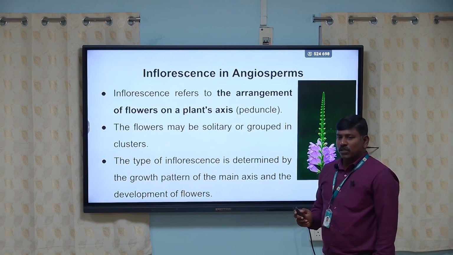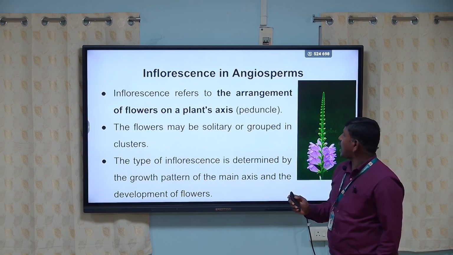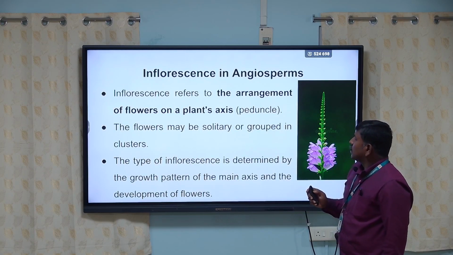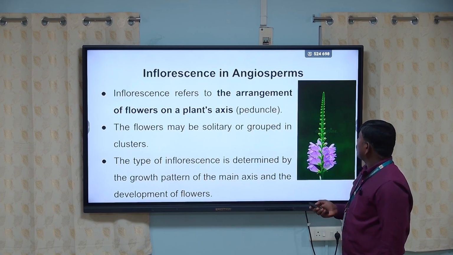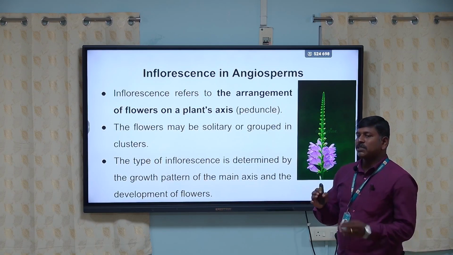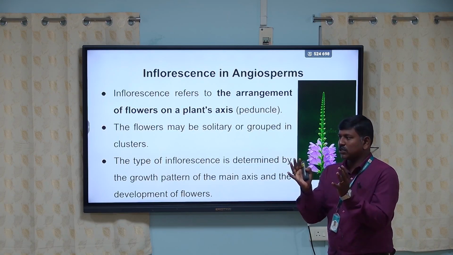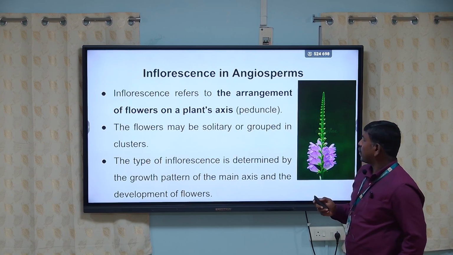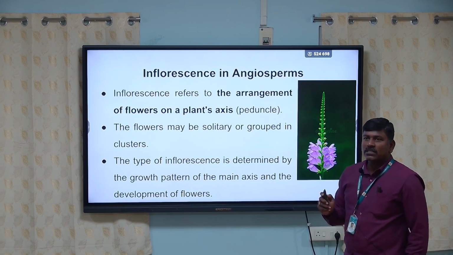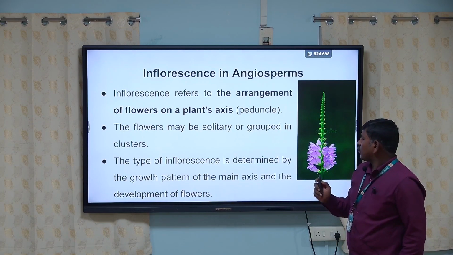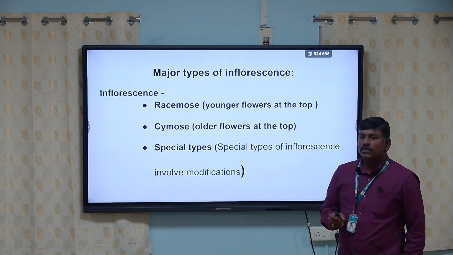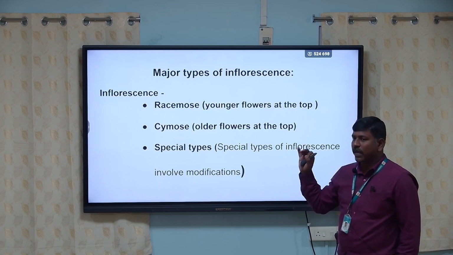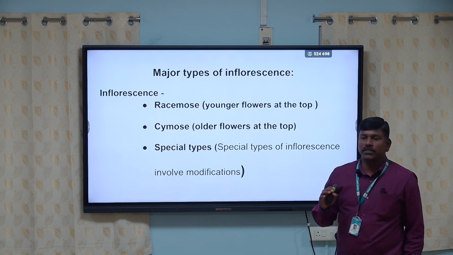Another topic is inflorescence. Inflorescence refers to the arrangement of flowers on the plant axis. The flowers may be solitary or grouped in clusters, which means not a single flower but a group of flowers arising in the form of clusters. The type of inflorescence is determined by the growth pattern of the main axis and the development of flowers. There are three major types of inflorescence: racemose, cymose, and the special types.